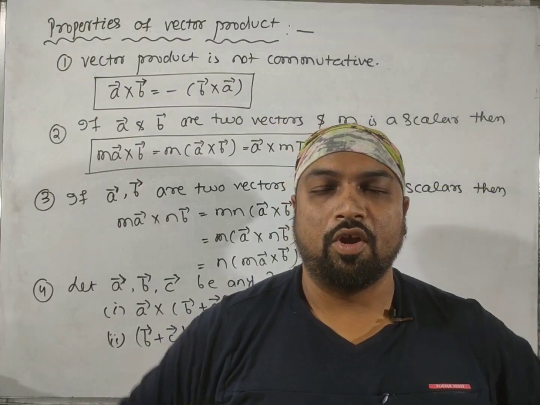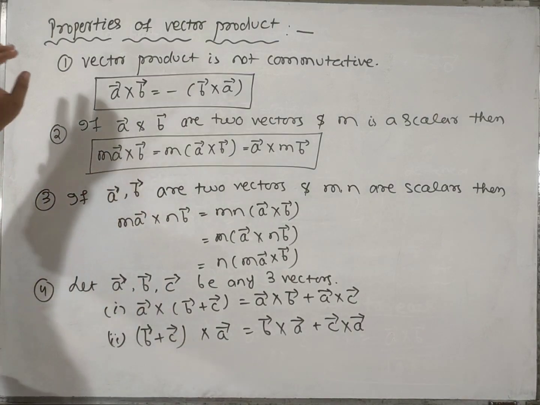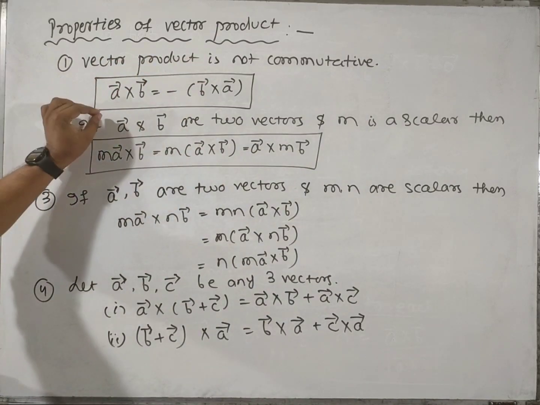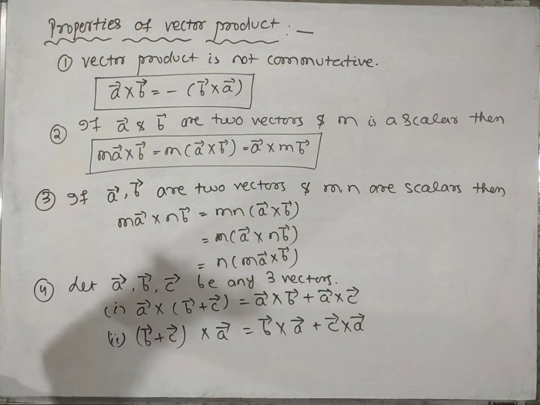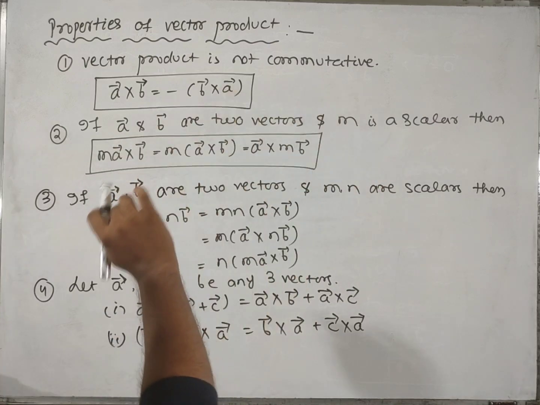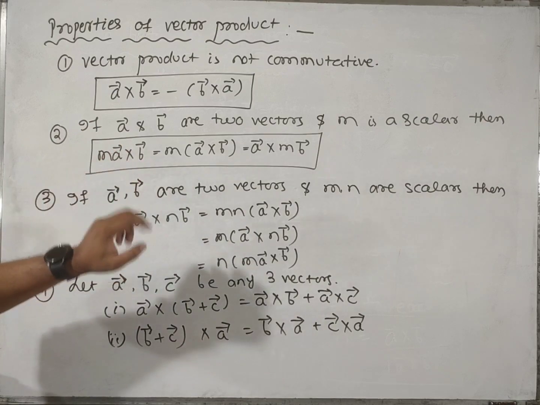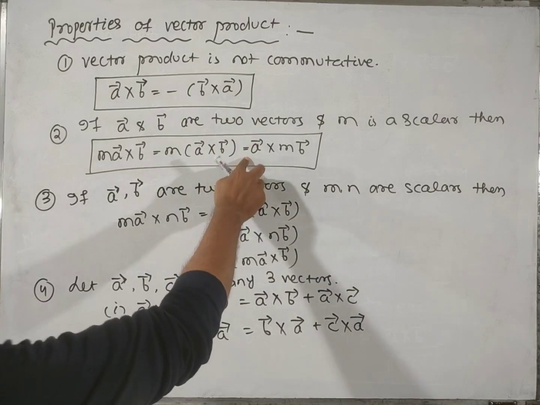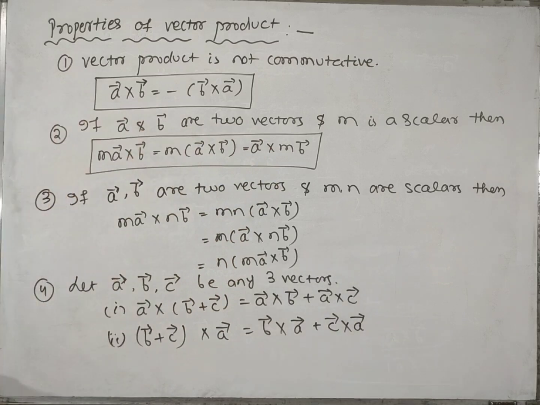Now let us discuss some of the properties based upon vector product or cross product. The first one is that vector product is not commutative, and the result is a vector cross b vector is equal to minus b vector cross a vector. The second one is, if a vector and b vector are two vectors and n is a scalar, then n multiplied with a vector product with b vector is equal to n multiplied with the vector product of a vector and b vector, and that is equal to a vector product with n multiple of b vector.